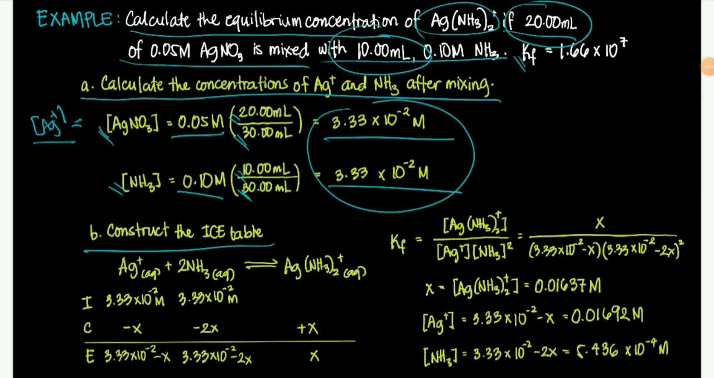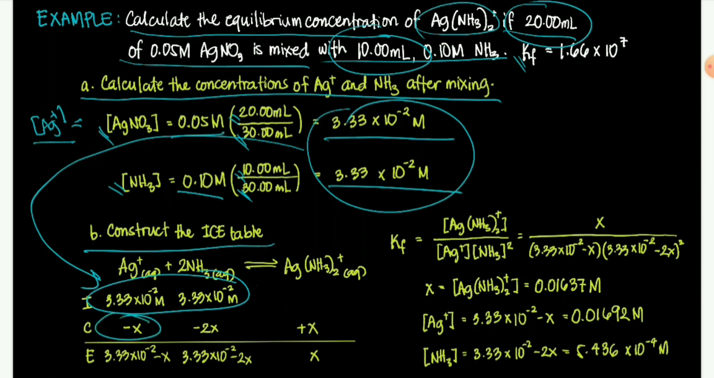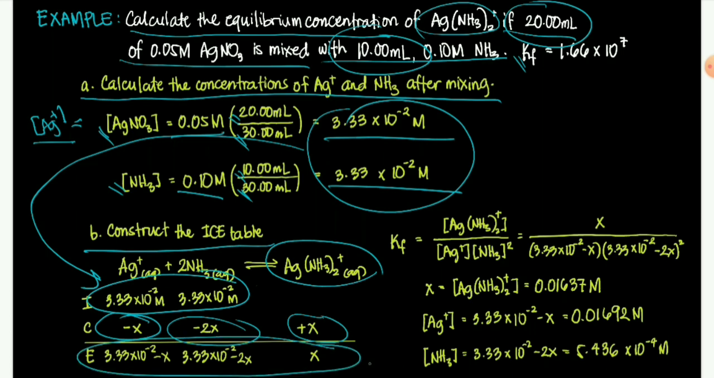Okay? So for the next step, let's construct the ICE table. So since nakalculate na natin yung mga concentrations after mixing, yun na yung ilalagay natin dun sa ating initial concentrations. Okay? So upon change, mababawasan ng x molar yung ating silver plus, mababawasan ng 2x molar yung ating ammonia, at madadagdagan ng x molar yung ating diamine silver plus, which is the product. So these are the equilibrium concentrations. So isa-substitute lang natin siya dun sa ating Kf expression.